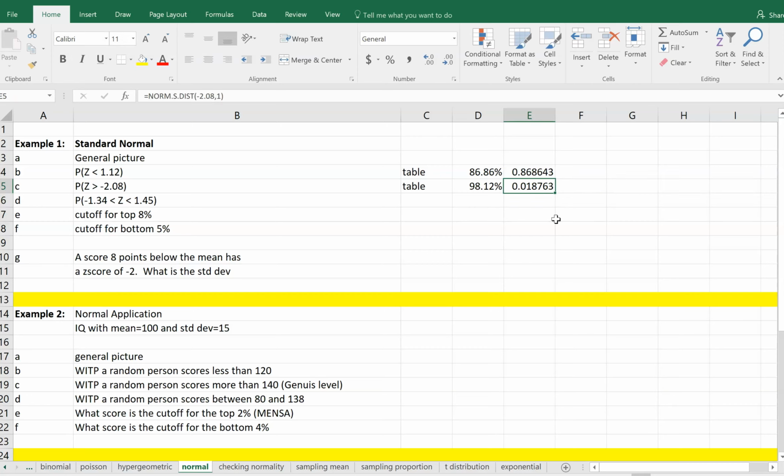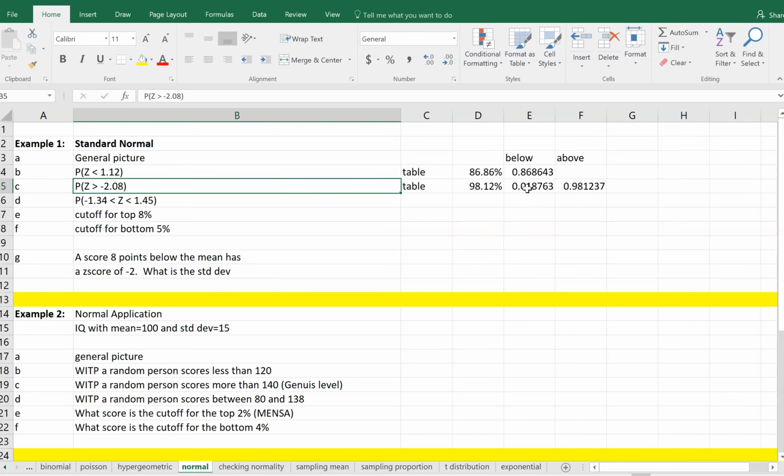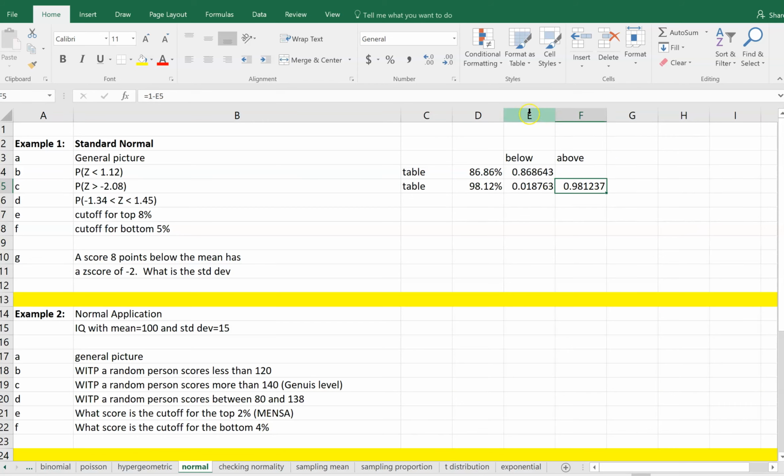Well, again, you have to understand your package. NORM.S.DIST finds the area below. If you want the area above, you have to think. If the area below is 1.8%, then the area above is 1 minus. And so the area above the Z value of negative 2.08 is 0.981237. So what I always do is I think about what is my Z value first.